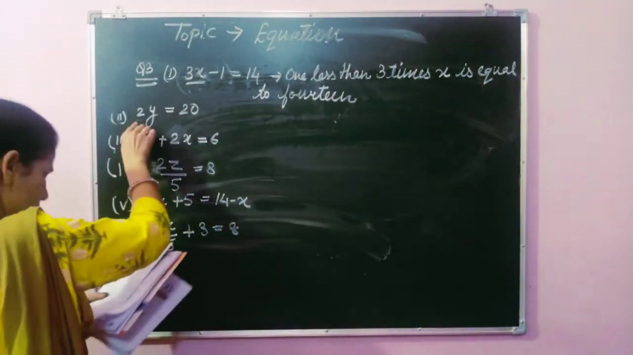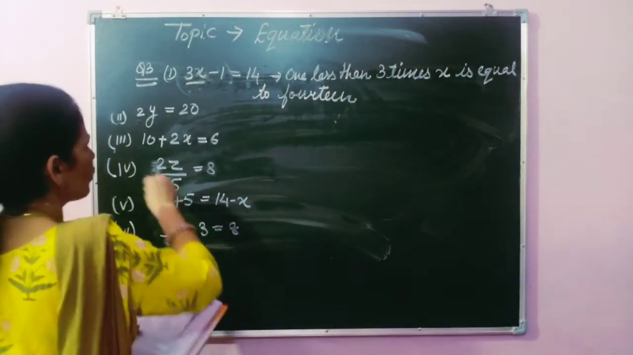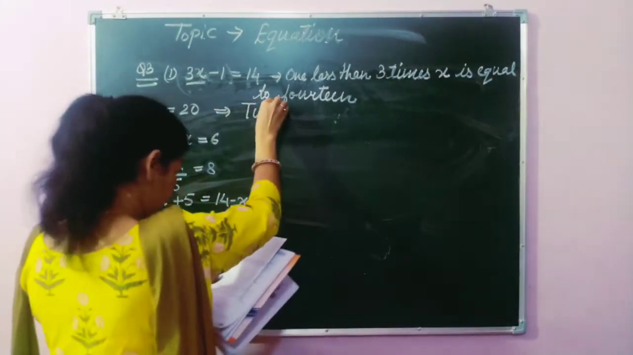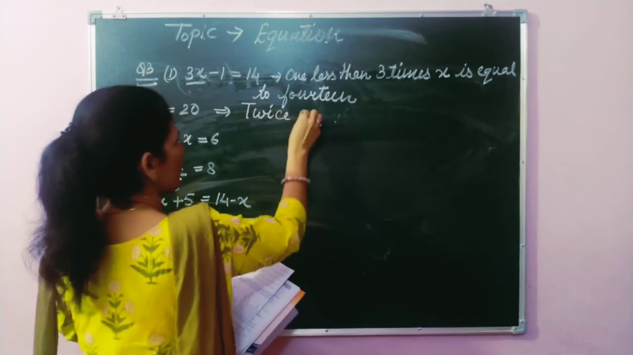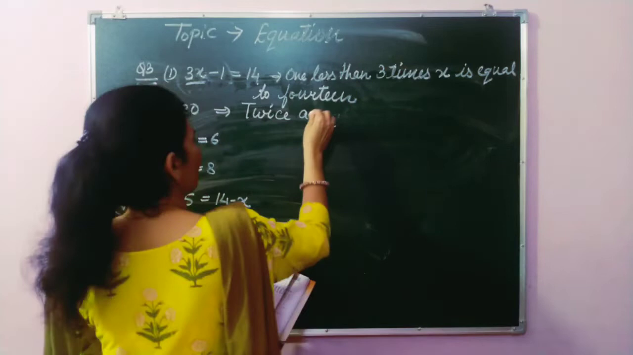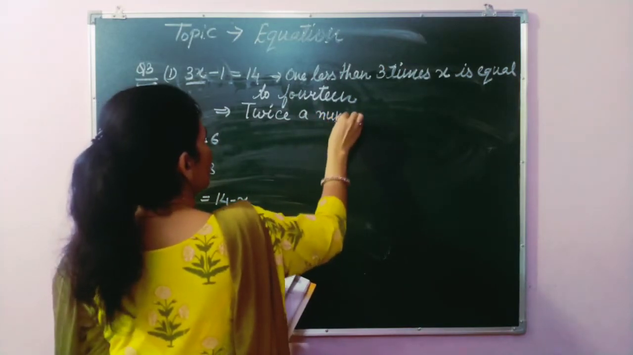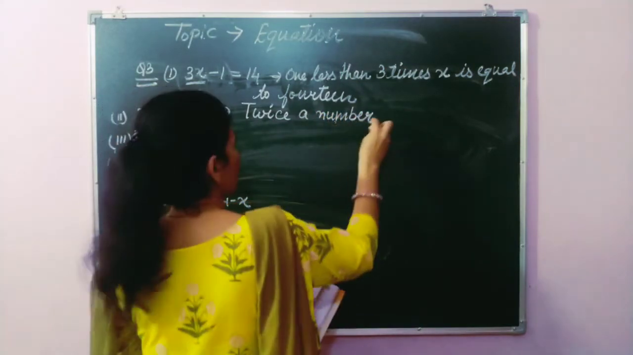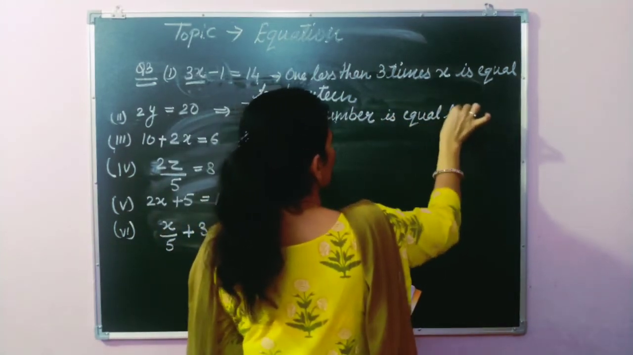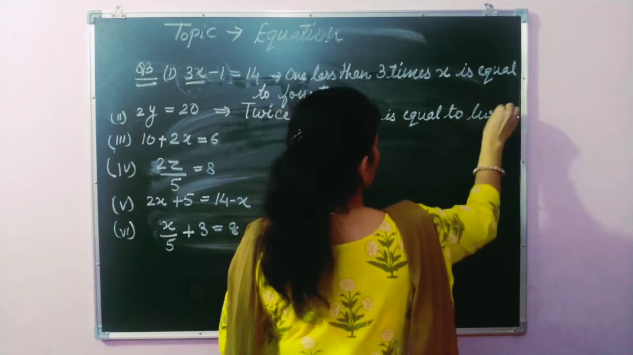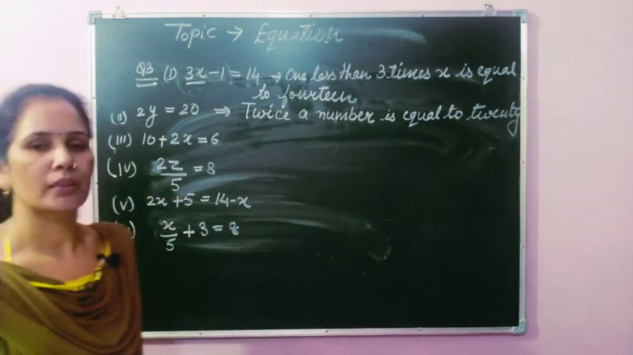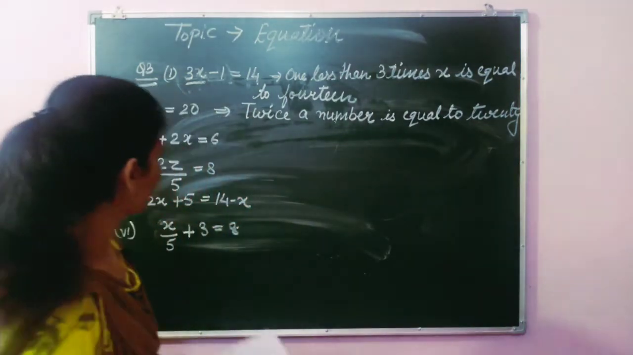Second, twice y is equal to 20. So here we will write twice y, twice a number. You can write a number also and a y also. So here we will write twice a number is equal to 20. Twice a number is equal to 20.